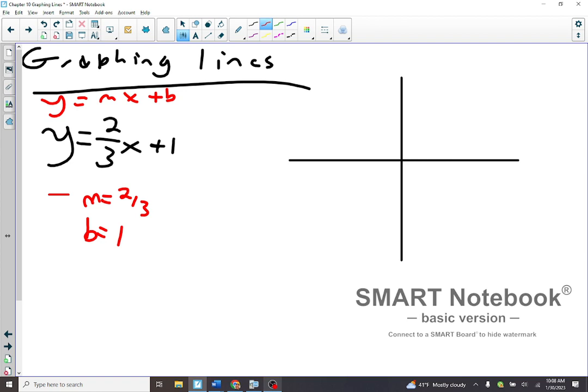So what we're graphing is 1 and 2/3. We're going to graph this part first. It's 1 on the y-axis, so make sure it's the vertical one, not the horizontal one. People make that mistake all the time. So it's going to be this point right here, the green dot.